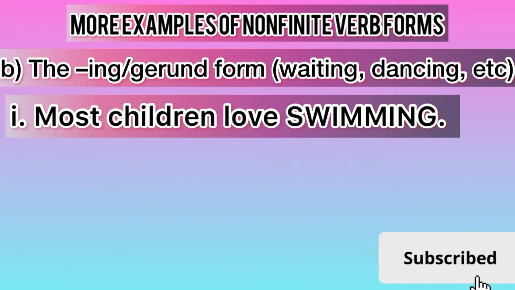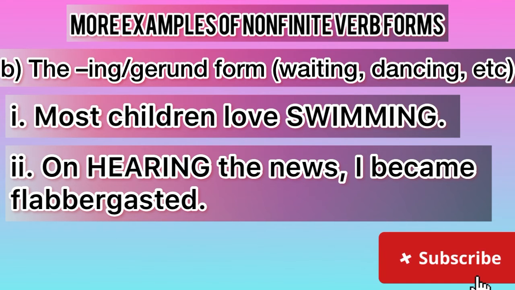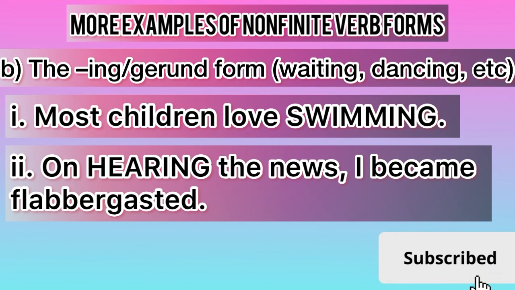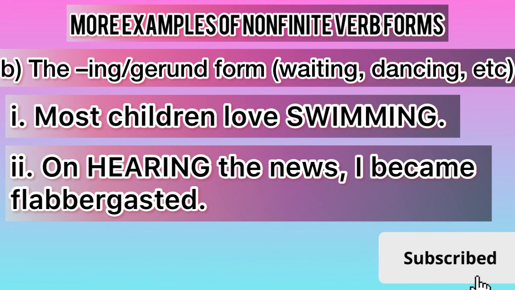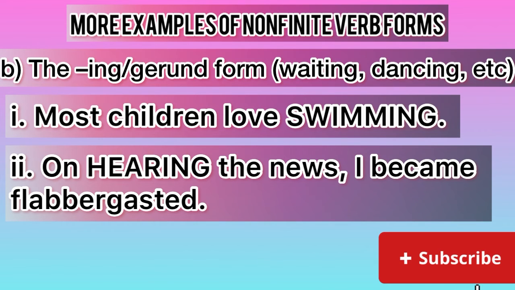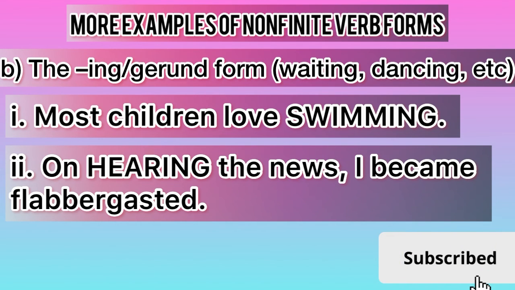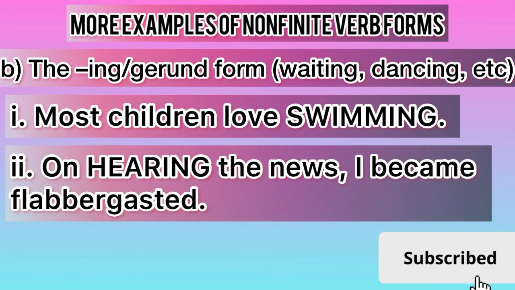Another example is this: on hearing the news, I became flabbergasted. Now, this is the ing form of the verb, hearing, which cannot stand on its own except for the became. I became flabbergasted. Became is the finite verb here, which helps the hearing to be meaningful or to sustain itself.